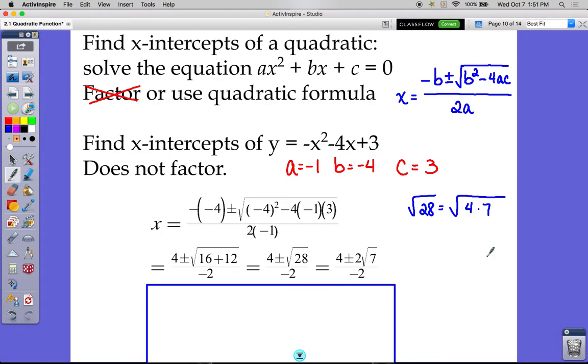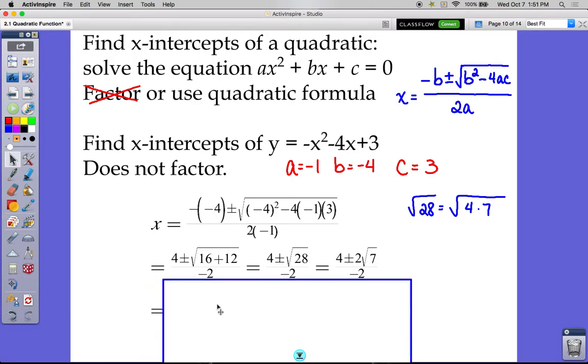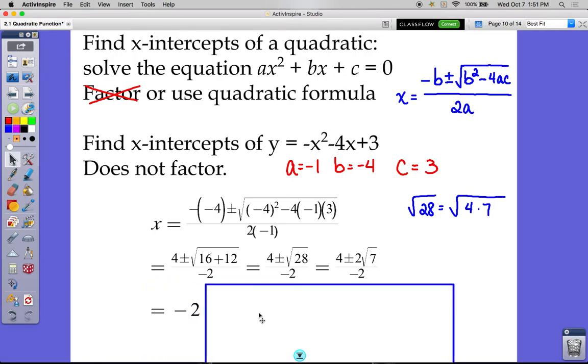And so I end up with square root of 4, which is 2, comes out to the outside. 7 doesn't have a square root, stays inside. Clean this up. I got 4 and negative 2. So I can divide that out to be negative 2. I still have the plus or minus, and I don't have to reverse the order, because a positive divided by a negative is still going to give me one of each. And even if I have 2 negatives, I still get a positive. So it's still plus or minus, just the preference.